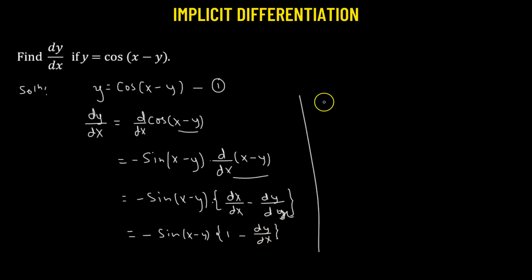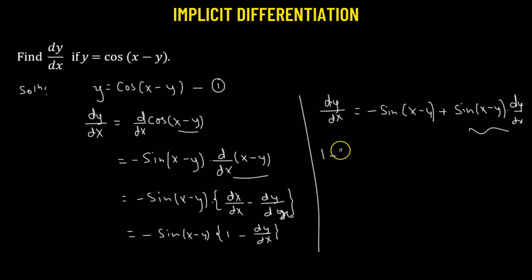So we will now have the derivative of y with respect to x on the left hand side, which will be equal to, so we will multiply negative sine of x minus y with the two terms inside the parentheses to get negative sine of x minus y plus sine of x minus y multiplied by the derivative of y with respect to x. So we'll transpose the second term to the left hand side and combine it with dy over dx to get 1 minus sine of x minus y. So this will be multiplied by the derivative of y with respect to x.